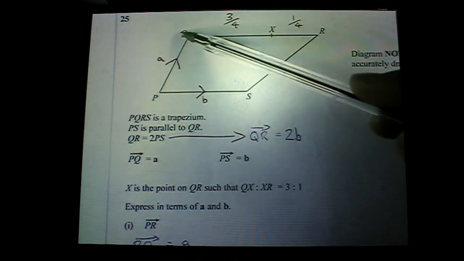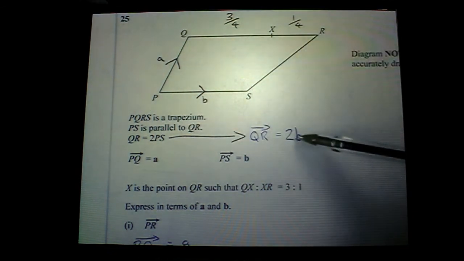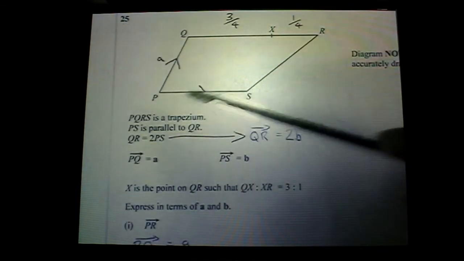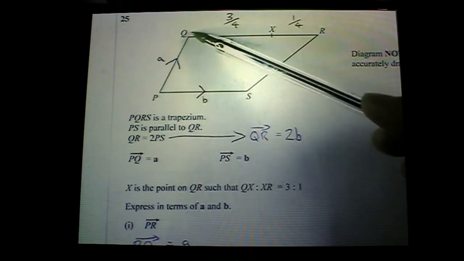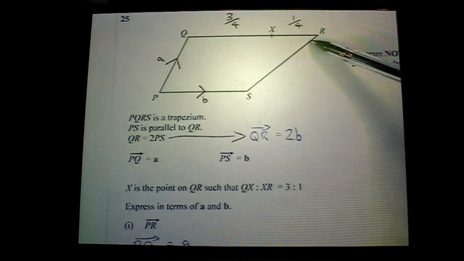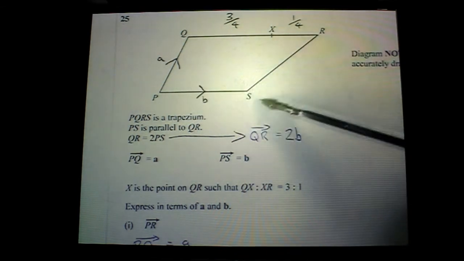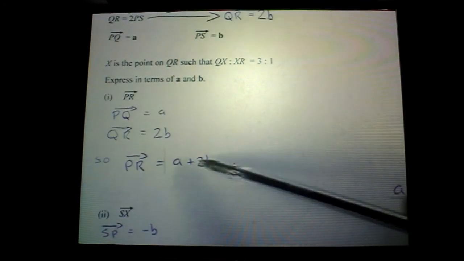So that means that from there to there must be 2b. Right, how do you get from P to R? Well, you go up there and you go across there. So that is a add 2b. And we know that's 2b because it's 2 lots of what P to S is. So there you go, a add 2b.